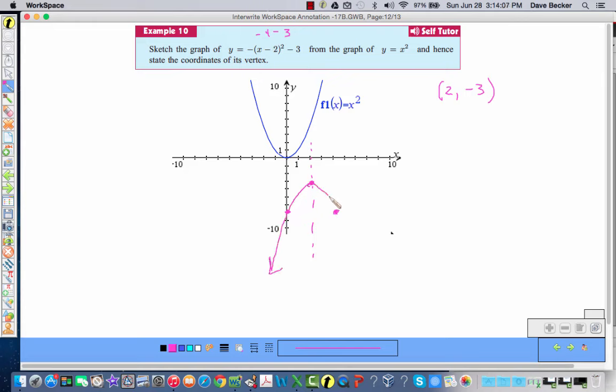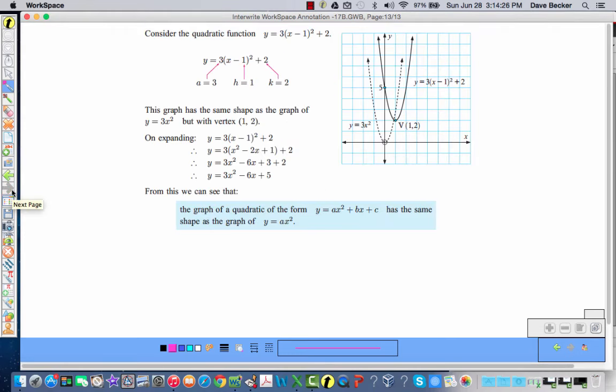And I can sketch that parabola. Every point here is a mirror image of the point here. So once I got my y-intercept, which is 2 units away from the axis of symmetry, I know this is also 2 units, and I can sketch my parabola.